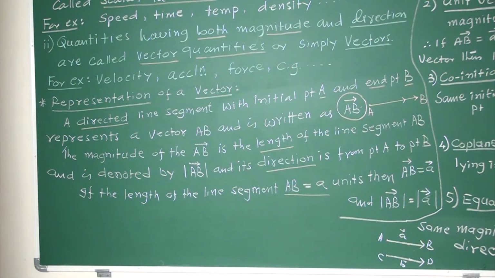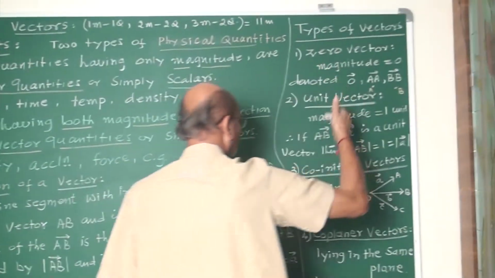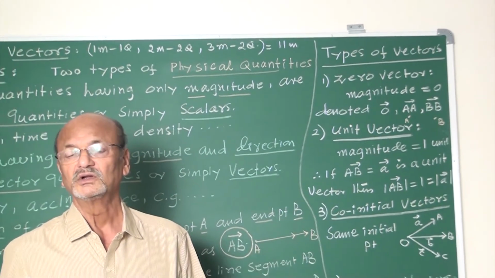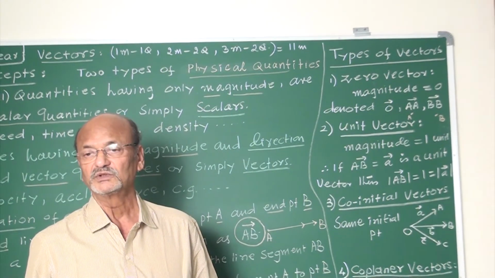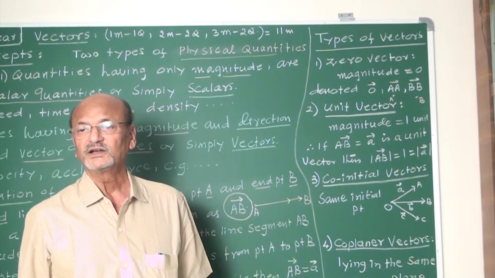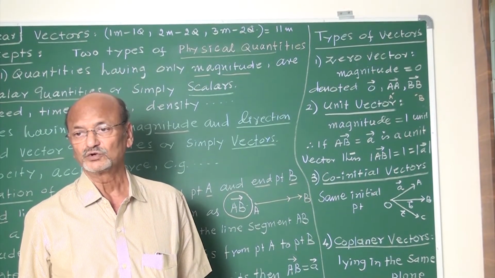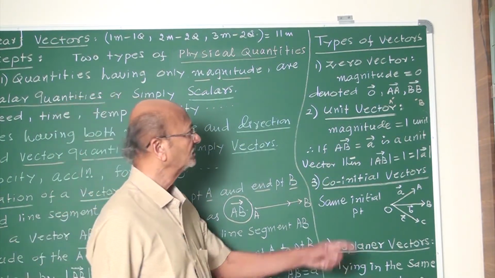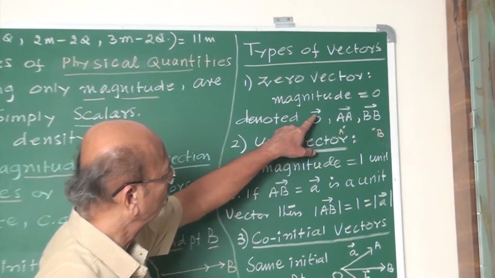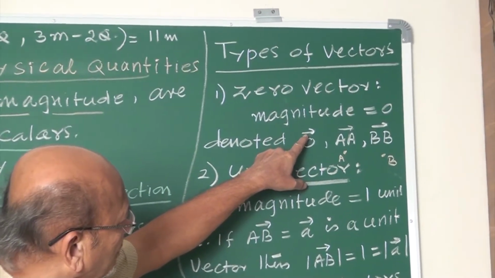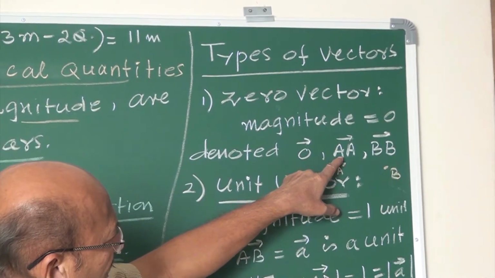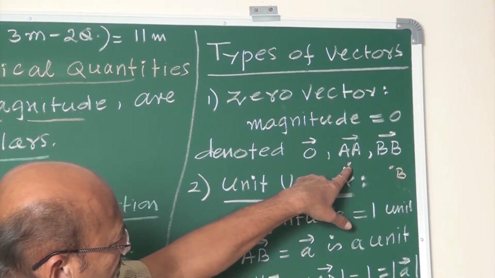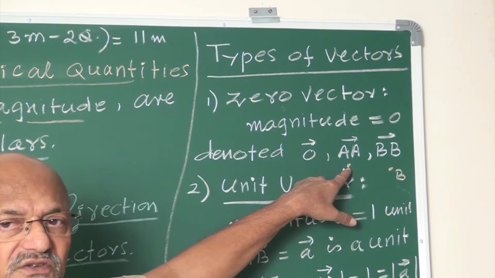Types of vectors. One, zero vector. These vectors we classify with what? Their magnitude. If the magnitude of a vector is 0, then that vector is said to be a zero vector, or null vector, another name, and is denoted by 0 with a vector sign, an arrow mark. What do you mean by AA? Its initial and end points are the same. When the initial and end points are the same, what is its magnitude? Naturally, its magnitude is 0.